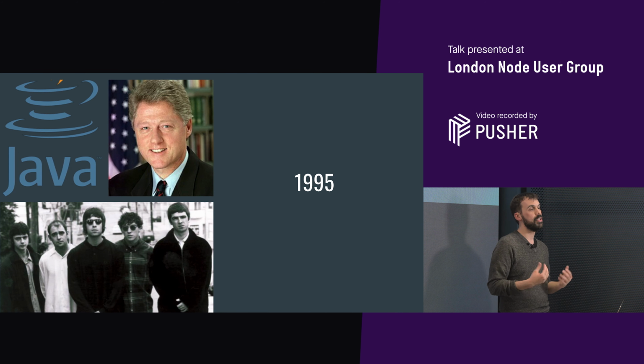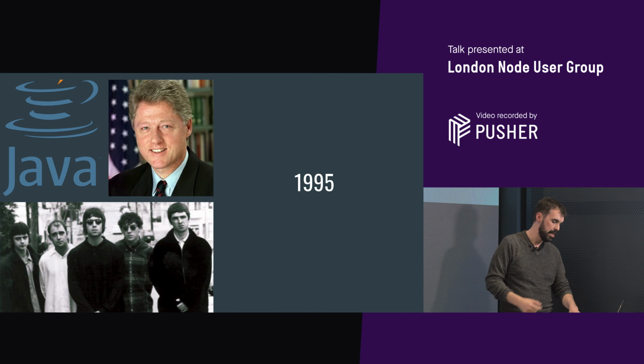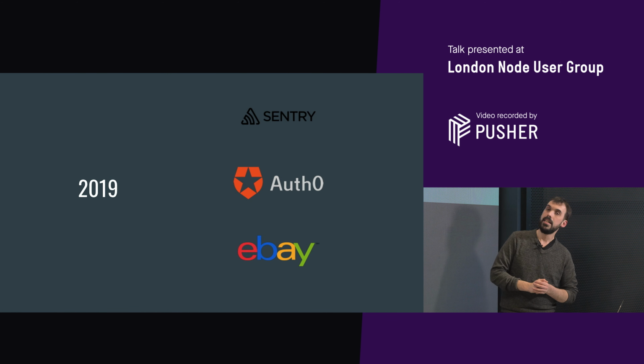And there were very few third-party services. Actually, eBay launched in this year, and it was kind of one of the first third-party services that one could use to do anything on the internet aside from AOL, and it didn't even have an API at the time. So now, fast forward to 2019.